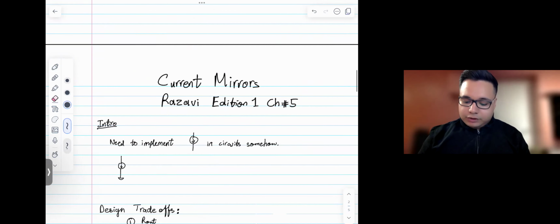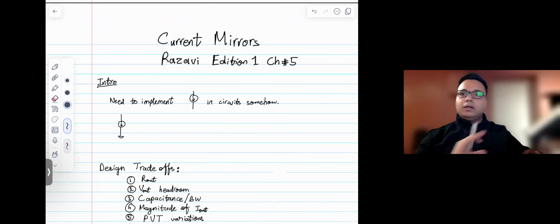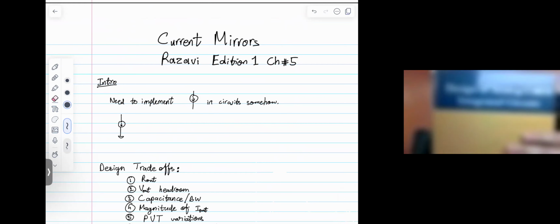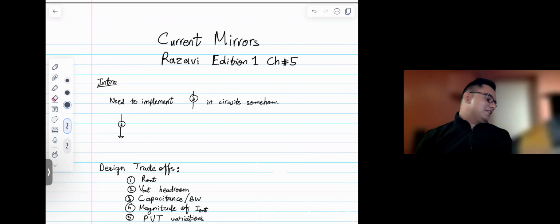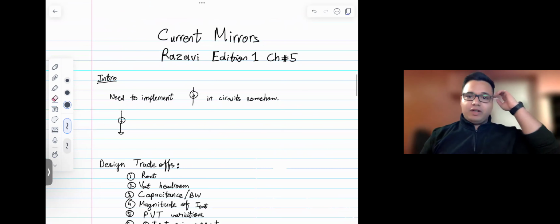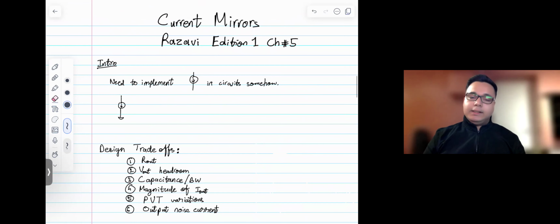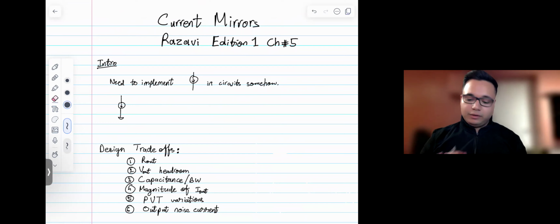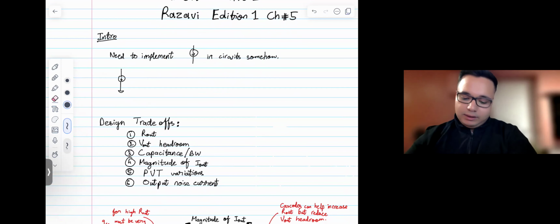All right, so I'm using Razavi's book, edition 1 and chapter 5. You could have any other edition as well. Also, there's Gray. There's all sorts of other books. Current mirror is a very basic and a very standard topic for analog design, and so you'll find a bunch of resources online as well for current mirrors. Okay, so let's start with the intro.